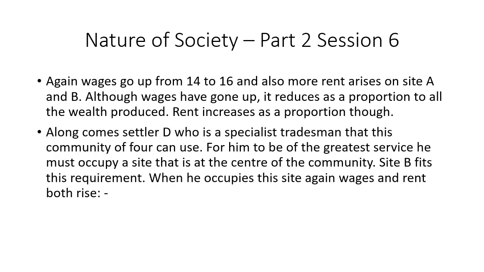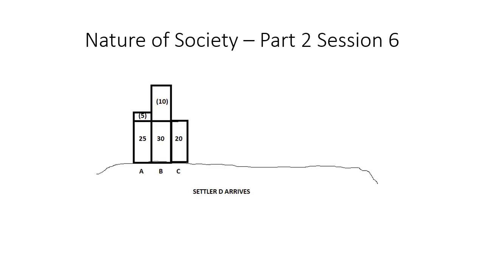Along comes settler D, who is a specialist tradesman that this community of 4 can use. For him to be of the greatest service, he must occupy a site that is at the center of the community. Site B fits this requirement. When he occupies this site, again wages and rent both rise. So D arrives and occupies site B, and the rent goes up by 10.